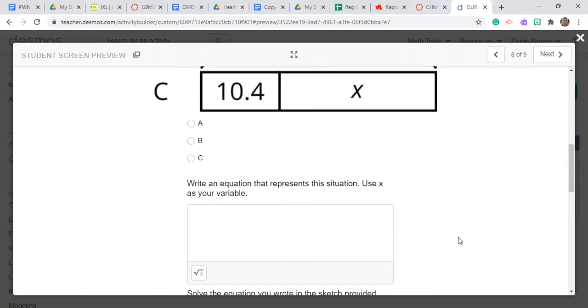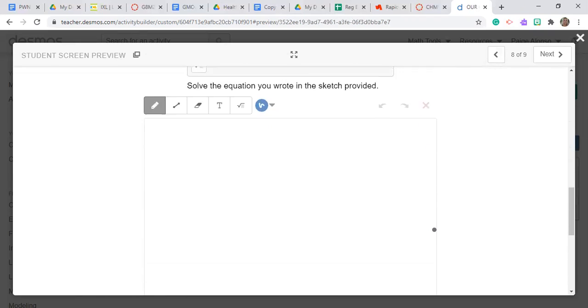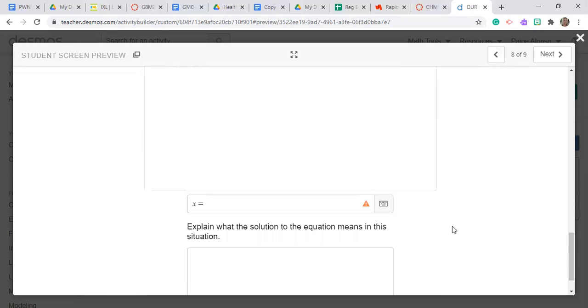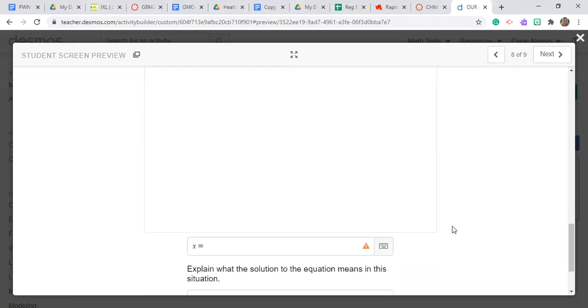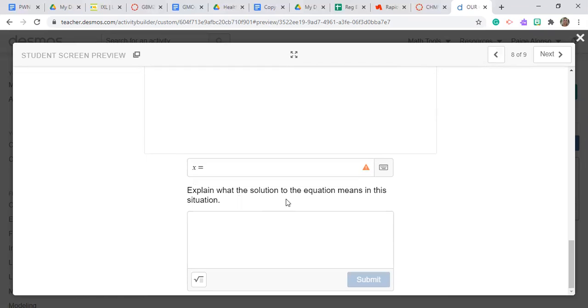All right, let's take a look at the next part. Write an equation that represents this situation. Use X as your variable. So again, an equation contains an equal sign. Now, solve the equation that you wrote in the sketchpad provided. Explain what the solution to the equation means in this situation.